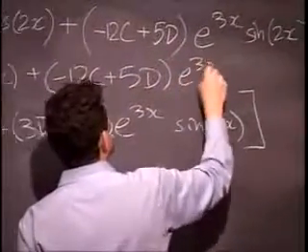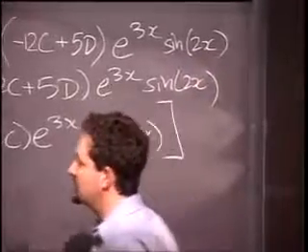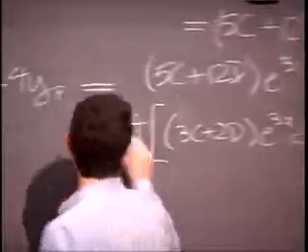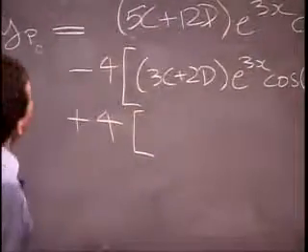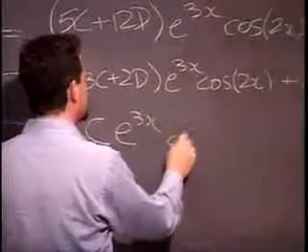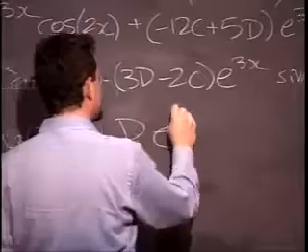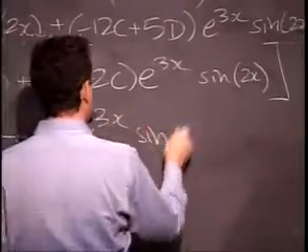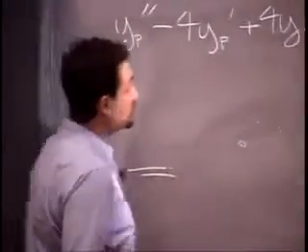There's the second derivative, just copied directly from the line above. That's y double prime minus 4y prime plus 4y itself. Now here's where I pull out the y from above: c e to the 3x cosine 2x plus d e to the 3x sine 2x. Okay. Anyway, now I can group this.